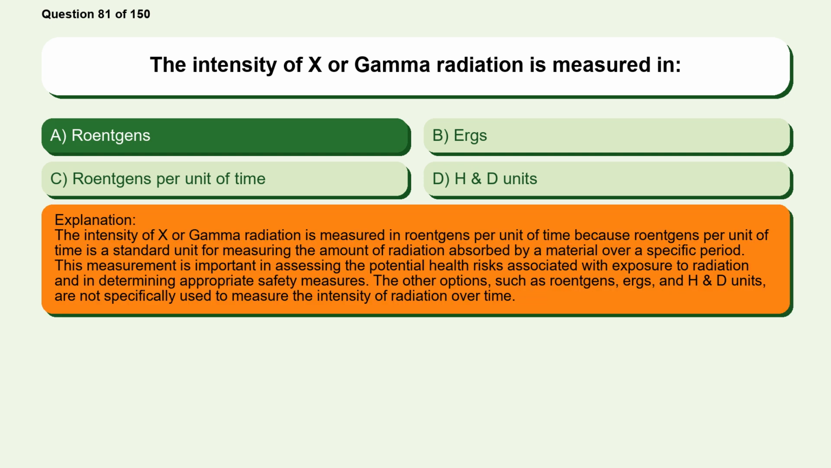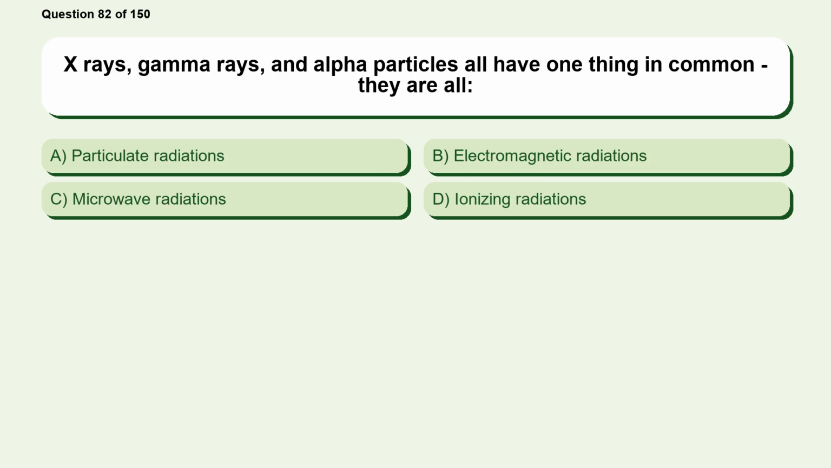The intensity of X or gamma radiation is measured in Röntgens per unit of time because Röntgens per unit of time is a standard unit for measuring the amount of radiation absorbed by a material over a specific period. This measurement is important in assessing the potential health risks associated with exposure to radiation and in determining appropriate safety measures. The other options, such as Röntgens, ergs, and HND units, are not specifically used to measure the intensity of radiation over time.